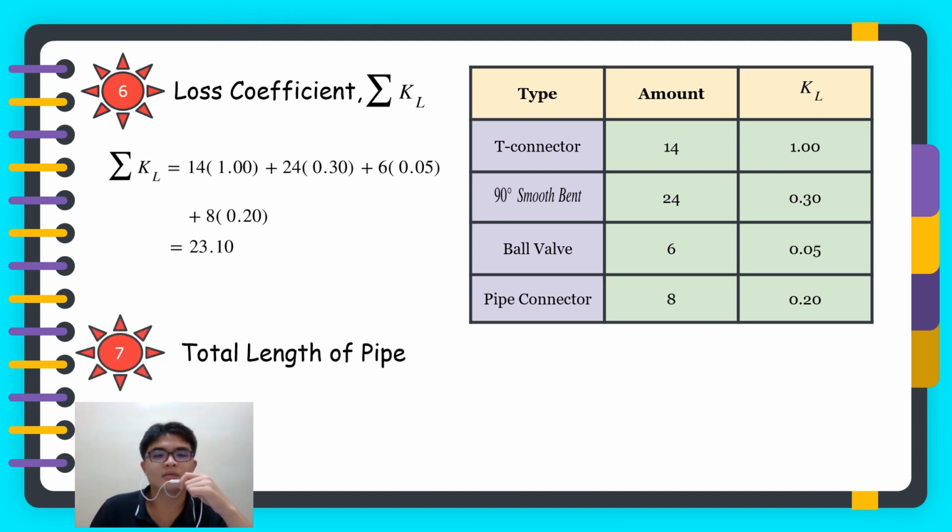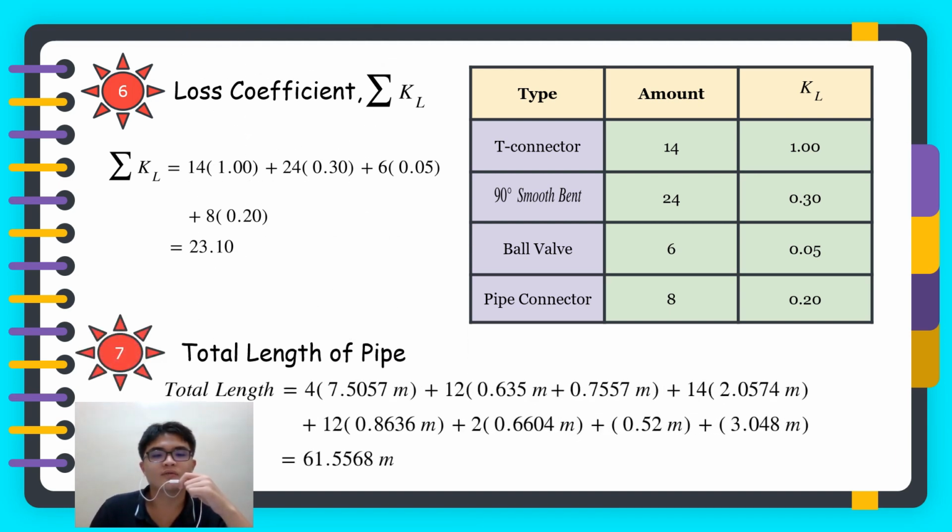Moving on to step number 7, we need to calculate the total length of pipe. And when we total it out, we will get the final total length of pipe to be 61.556 meter.